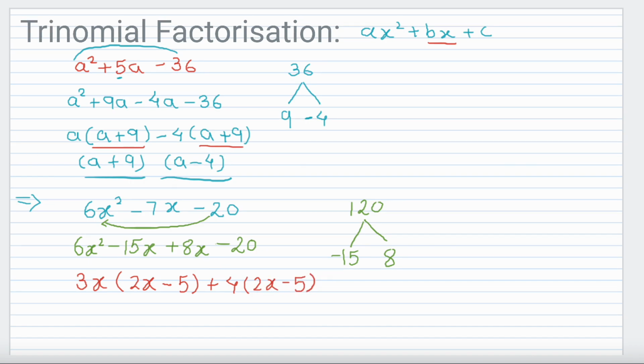Same bracket, every time you will get the same bracket in trinomial factorization. So this bracket and this bracket must be same. So I am going to write this bracket one time, that means 2x minus 5. And then the remaining numbers in one bracket, that means 3x plus 4. So this one is the trinomial factorization for this trinomial expression. So we have completed this trinomial factorization topic also.